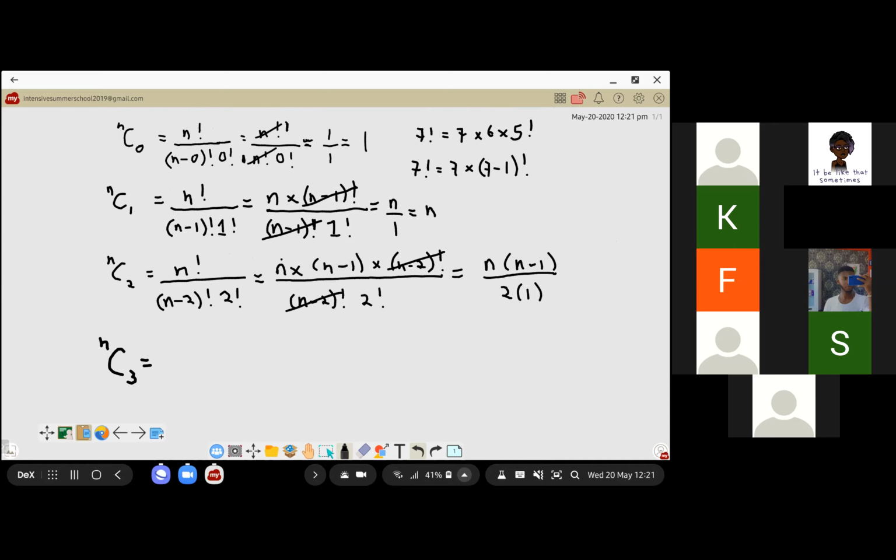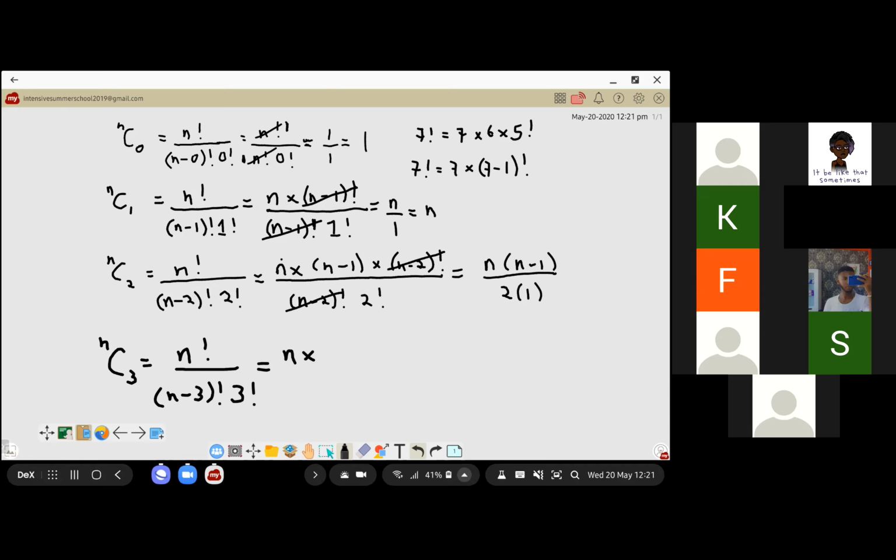Okay, so let's move on. n combination 3 will be what? n factorial over what? n factorial over n minus 3 factorial times 3 factorial. Okay, so we'll write this n factorial so that it can include n minus 3 factorial.